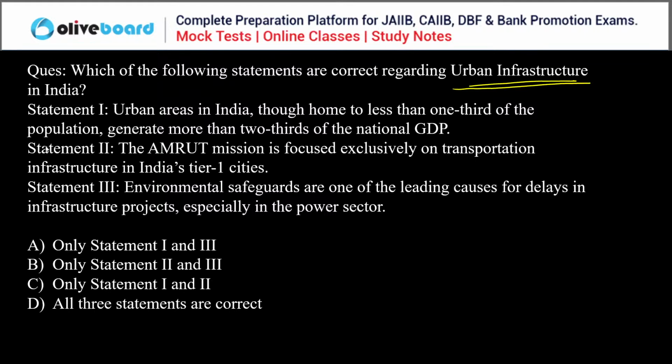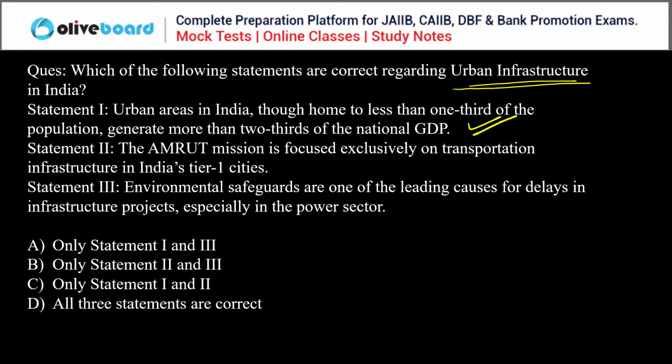C. Kiran is saying C. Smriti is saying C. Hema is saying D. Lakshmi is saying D. So the correct answer is what? Everyone, the correct answer is what? First, urban areas in India, home to less than one third of the population, generate more than two-thirds of the national GDP. Right.